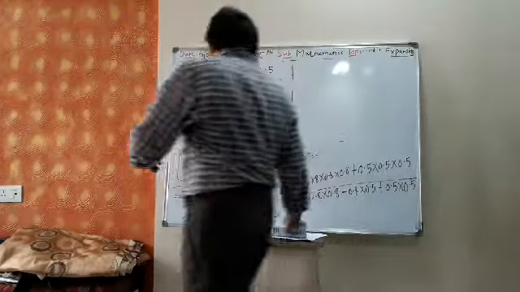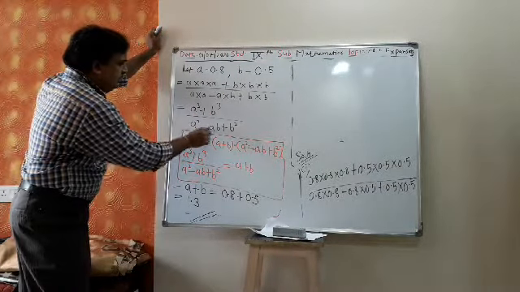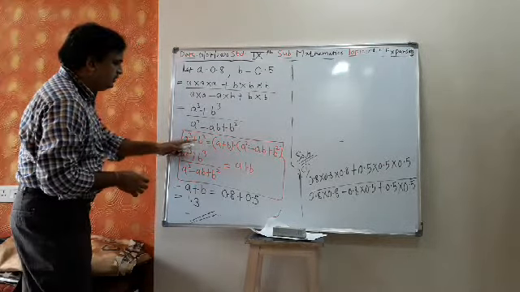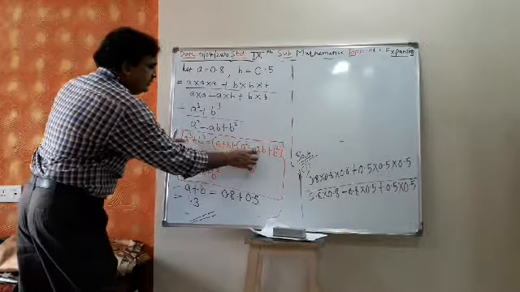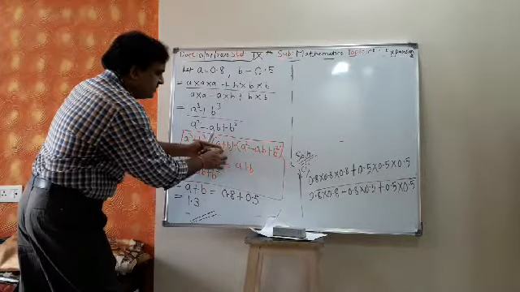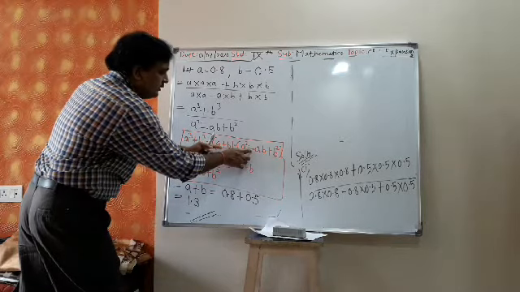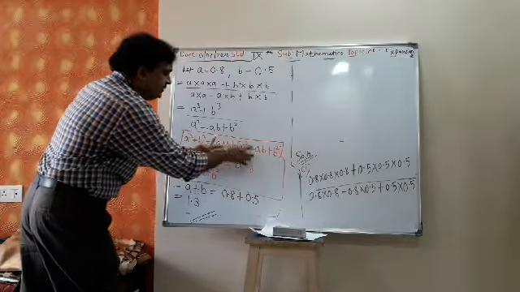See, again I am telling you, this is A cube plus B cube upon A square minus AB plus B square. We had the formula for A cube plus B cube. A cube plus B cube is A plus B into A square minus AB plus B square. If it is plus, then along with AB you will have minus. This you remember. If it is minus, it will be minus there, but there it will be plus.